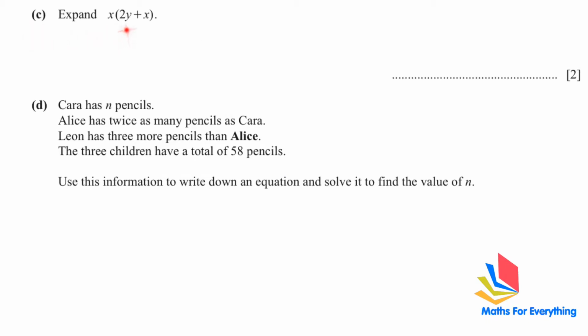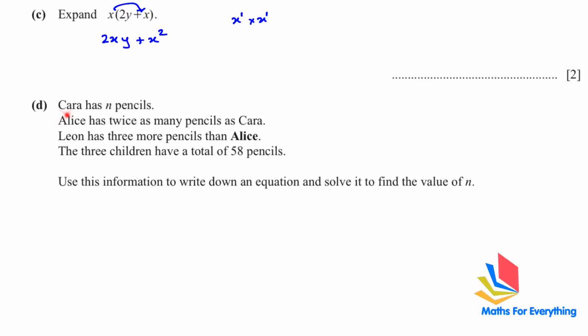Part C, expand. When we are expanding, we are going to multiply x by 2y. That will give us 2xy. And x multiplied by x. When you multiply two variables, we add the power. What is the power of x? 1. What is the power of x? 1. So what's the power going to be? 2. We add the powers.